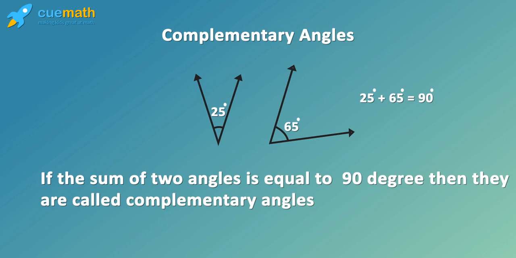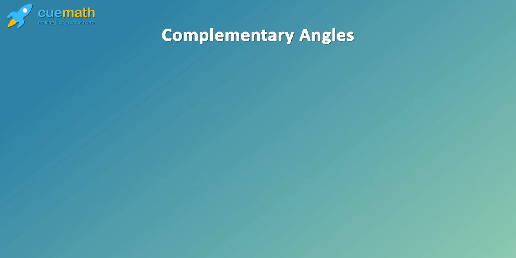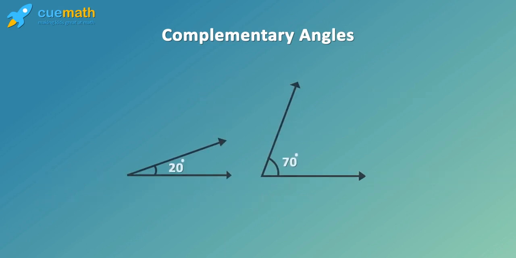In this sum, one angle is called the complement of the other. Let's take a few more examples to understand this. So if we have 20 degrees plus 70 degrees is equal to 90 degrees, then we can say that these two angles are complementary angles and they are also complement of each other.